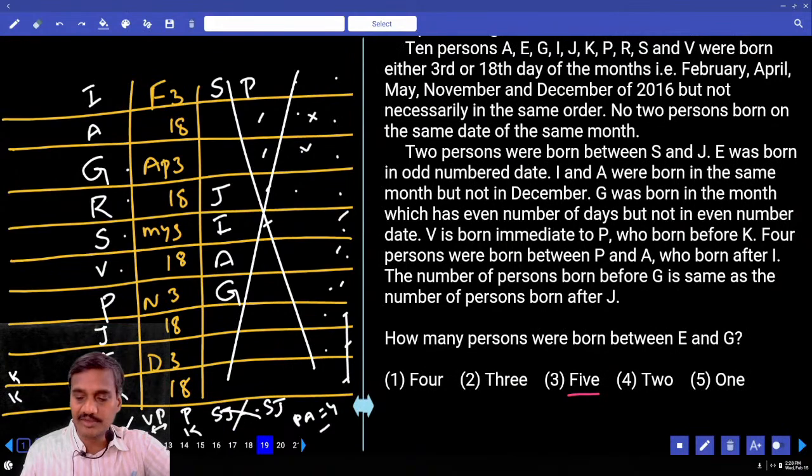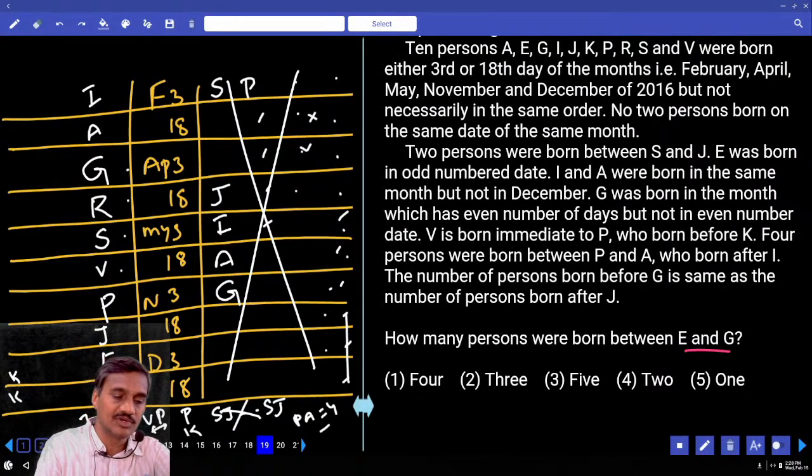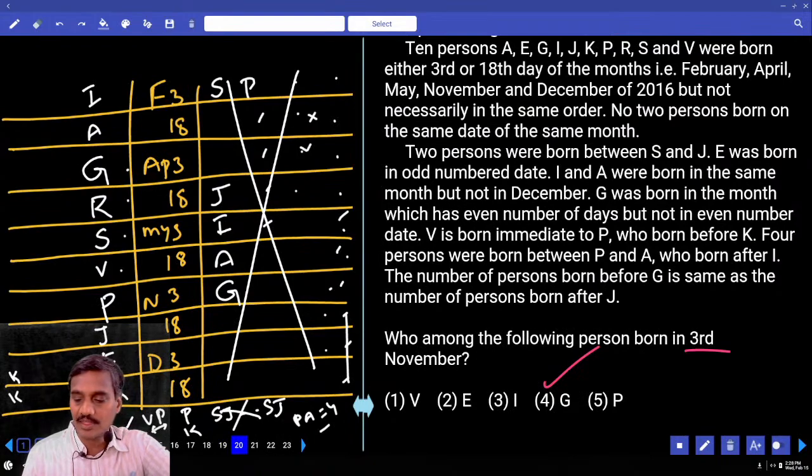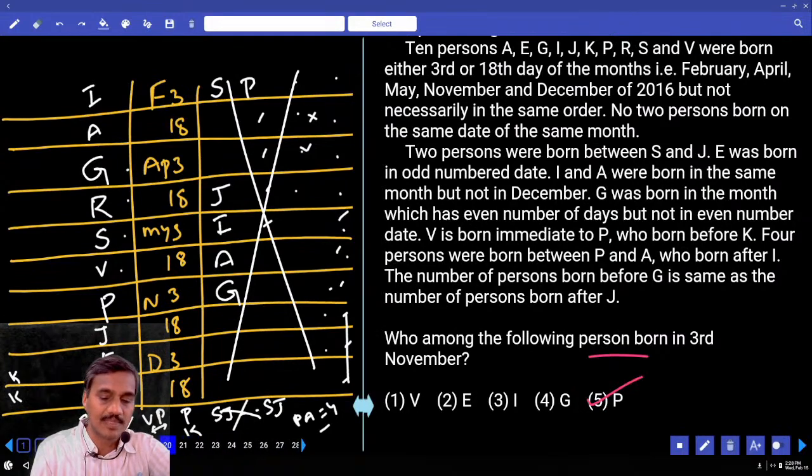Then 19th one, how many persons between E and G? Now in between E and G, 1, 2, 3, 4, 5. There are exactly 5. That is choice 3, question number 19. Then next, 20th. Who among the following was born on 3rd of November? November 3rd, that is P, choice 5, question number 20.